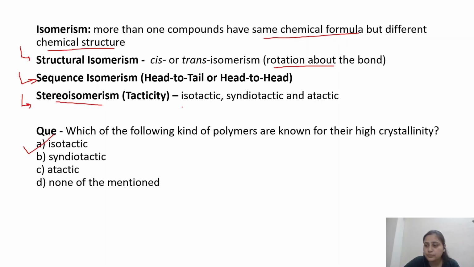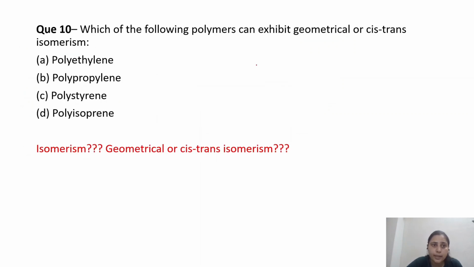So we have discussed isotactic, syndiotactic and atactic, and the geometrical isomerism, which is also known as cis-trans isomerism. Now let's move back to the question. Number 10: which of the following polymers can exhibit geometrical or cis-trans isomerism? Option A is polyethylene, B polypropylene, C polystyrene, D polyisoprene. What do you think the correct answer is?